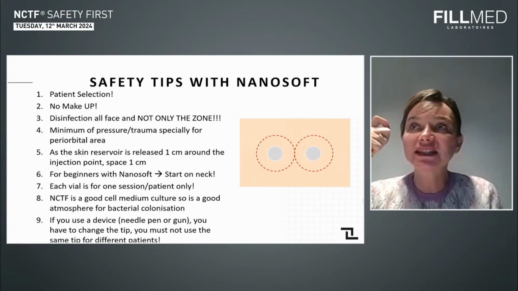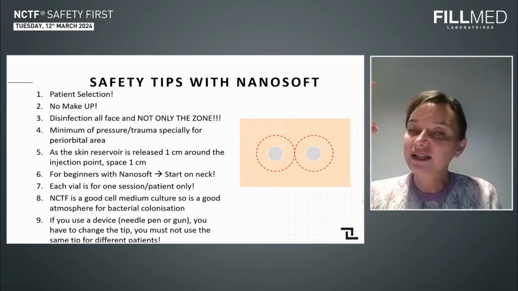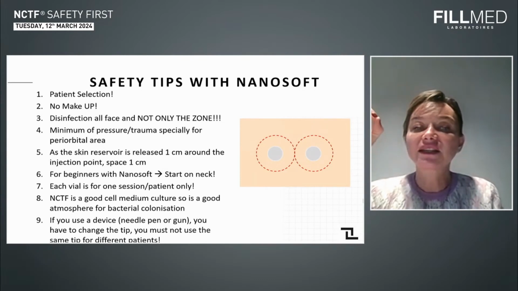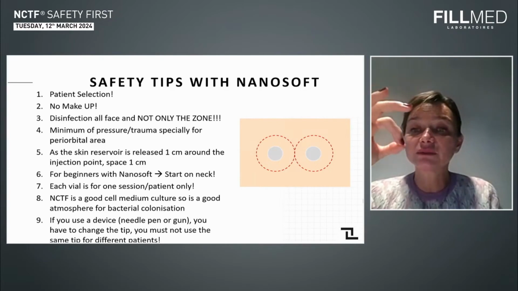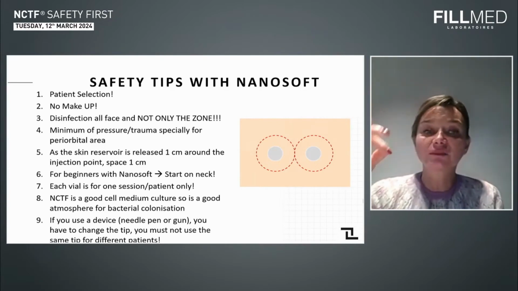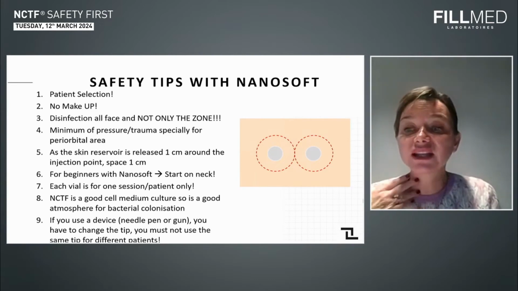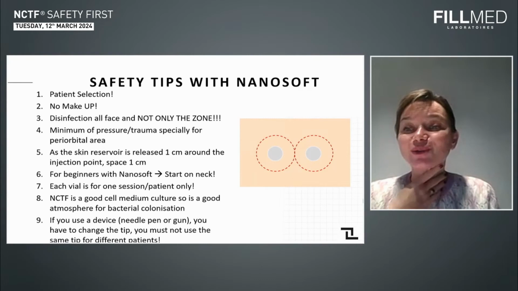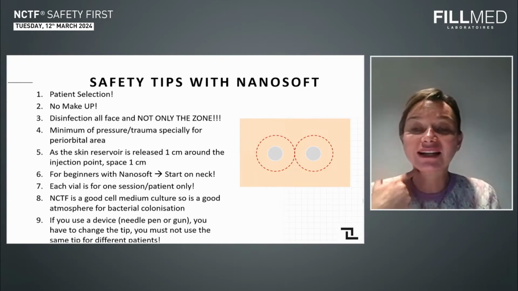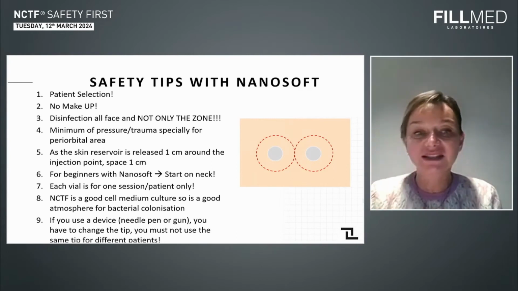It is the thinnest skin with the neck of all the body. You have to respect either the nanosoft or very soft with at least 0.6 millimeter. As the skin is a reservoir, you have also to respect 1 centimeter between each injection point. And for beginners of nanosoft, please try on the neck. It's much more easier to try on the neck to follow the line and after to go in these delicate areas.